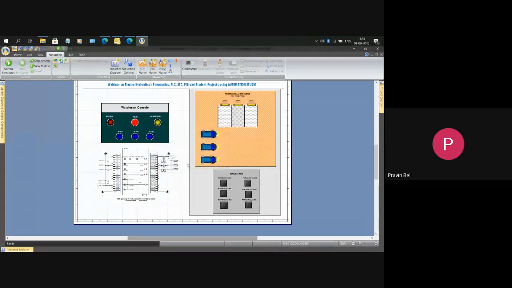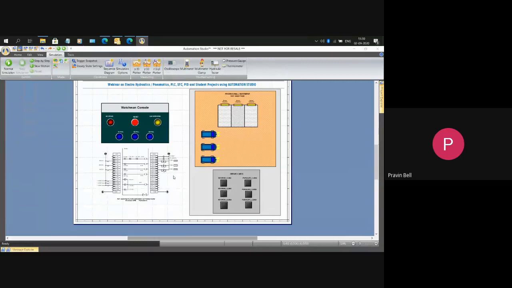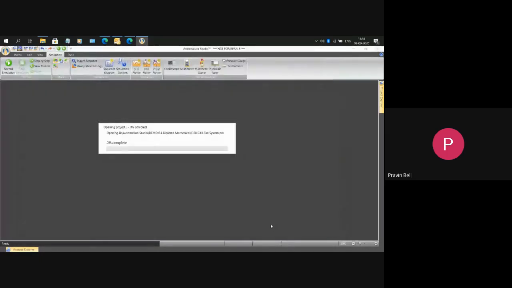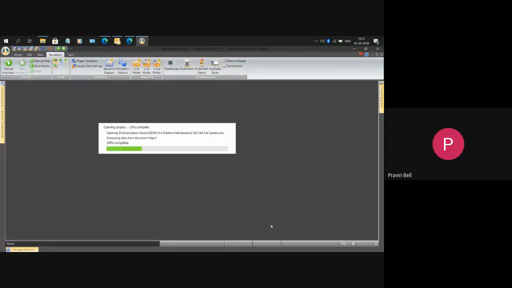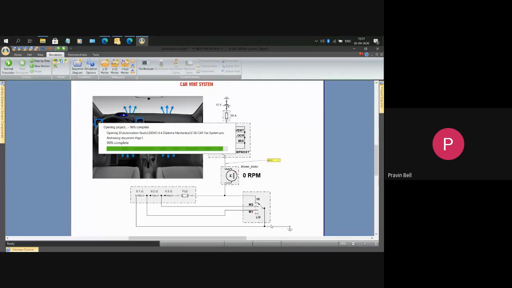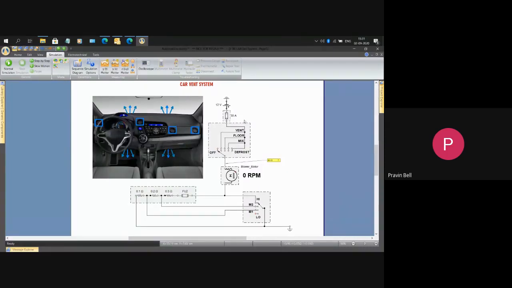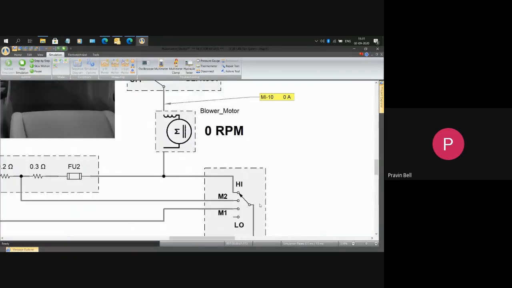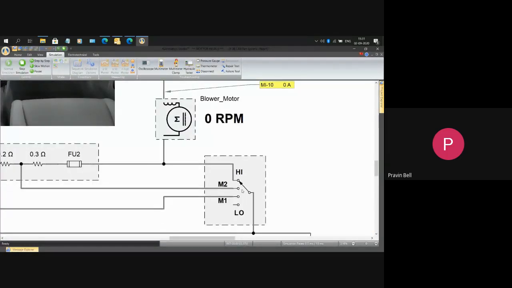Then another small electrical-based mechatronic system is a car fan system. In your car, you have these blowers, high, low, and then you're diverting the air to the top vents, to the bottom vents. So we have this small electrical circuit for this. In this electrical circuit, you can change the speed, because on your car, you have this high-low speed changer here.